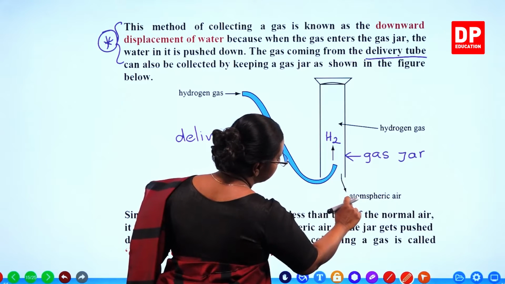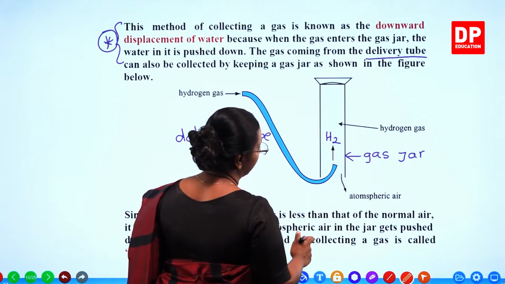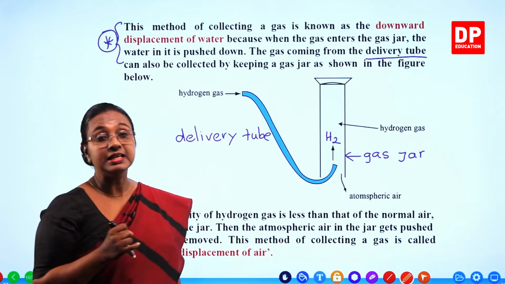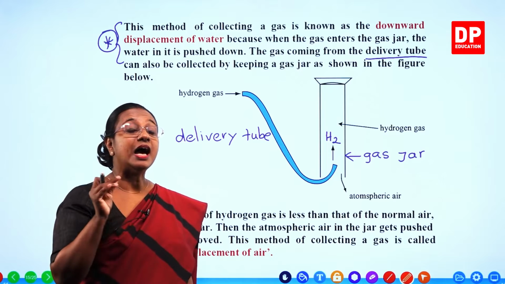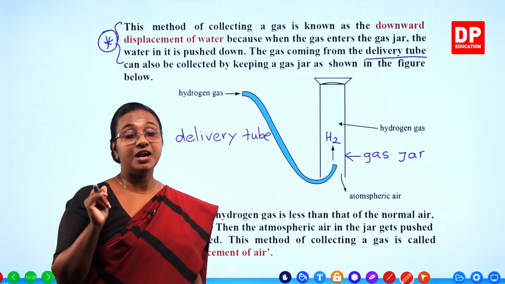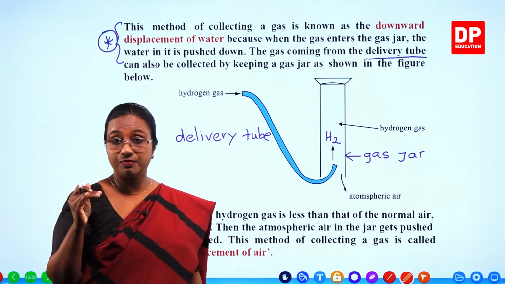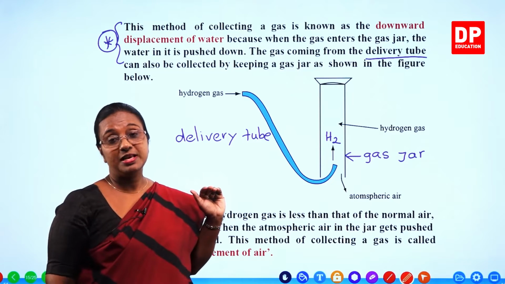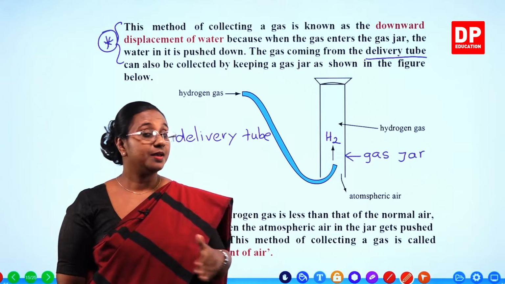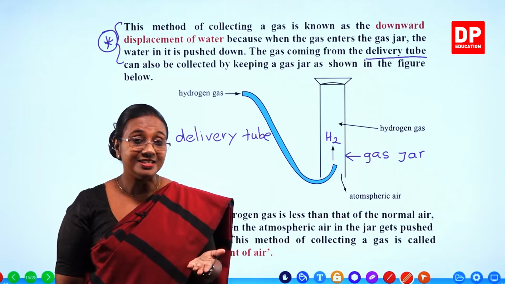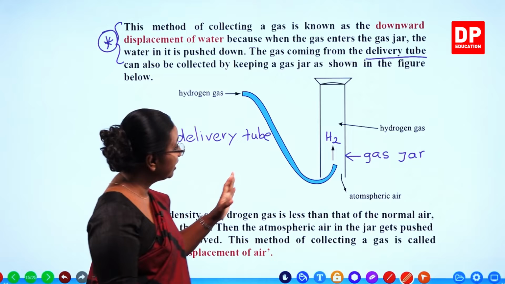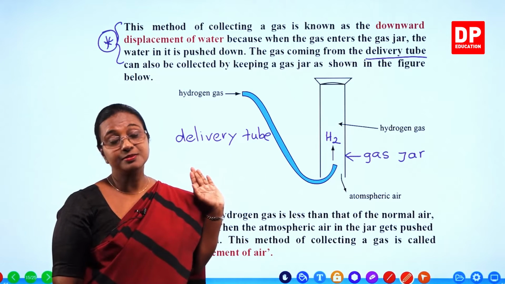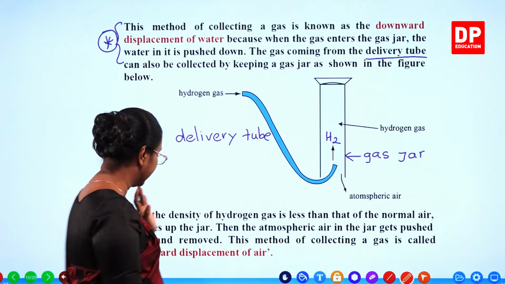Here you can see the downward arrow shows the atmospheric air. Hydrogen is going up, so hydrogen will be collected inside the gas jar. But unlike in the activity where we used the downward displacement of water, here of course you cannot see the downward displacement of air. Why? Because air is colorless, hydrogen is also colorless. So it's difficult to observe it, but you can collect it using this method. You have to remember that as well.